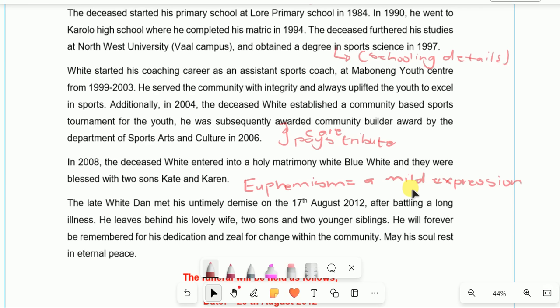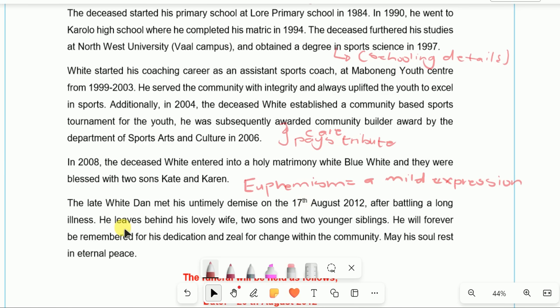Okay, so you must be careful when you get to the last paragraph. You don't need to detail. You must be sensitive to the deceased and the family. You don't need to give us the nitty-gritty details of what really happened, to say he was battling cancer, he also had lung cancer, it spread all over the body, and no, we don't need to hear that. You become very sensitive. That's why you use euphemism to say he met his untimely demise, or departed this world after suffering from a short illness, or after battling a long illness. You don't need to even give us the details of that illness, right? So please, when you get to this last paragraph, no need to go into details, because remember, you become sensitive to the deceased as well as the family. The late White met his untimely demise on the 17th of August 2012 after battling a long illness.